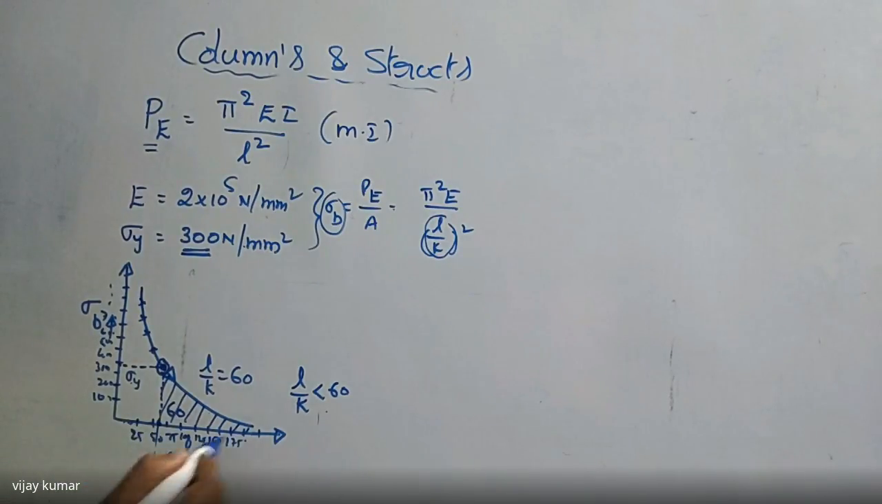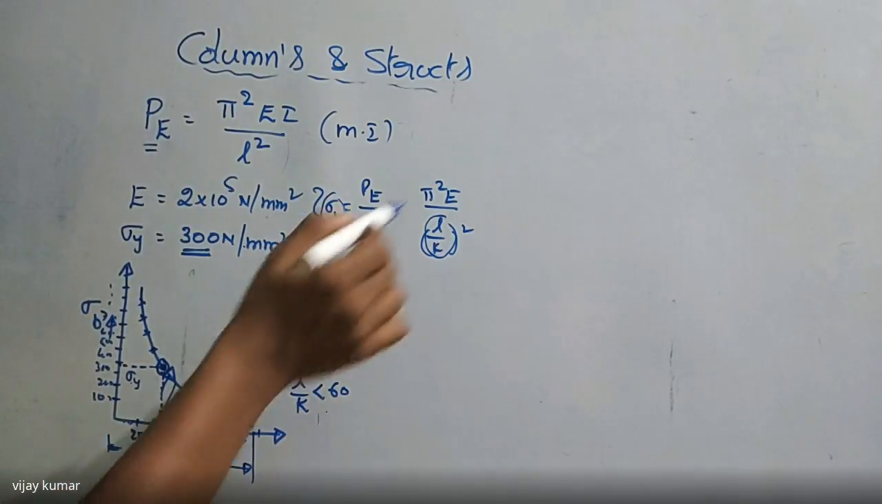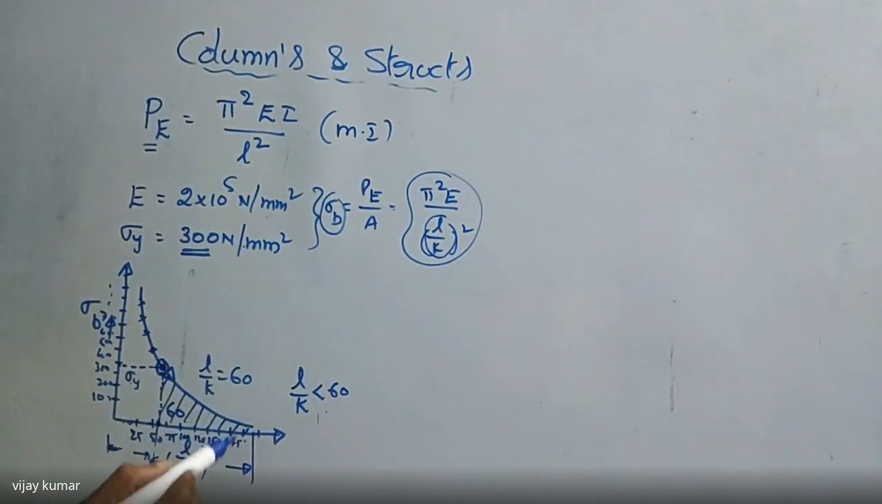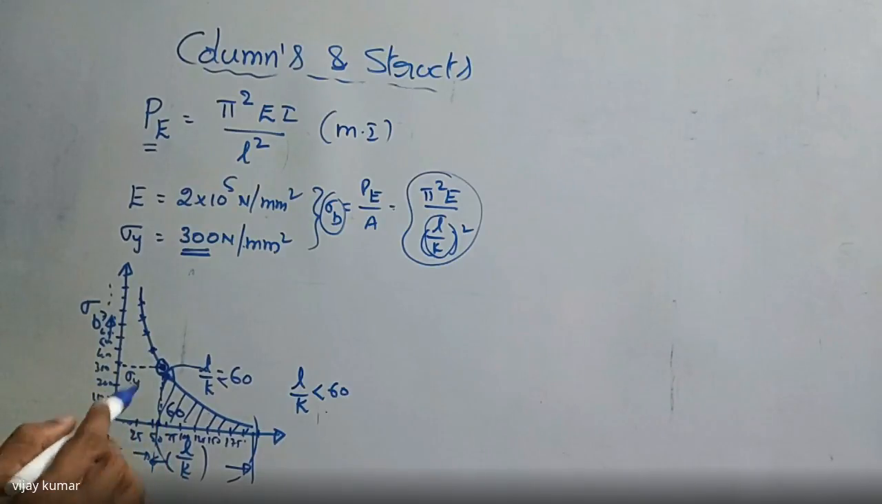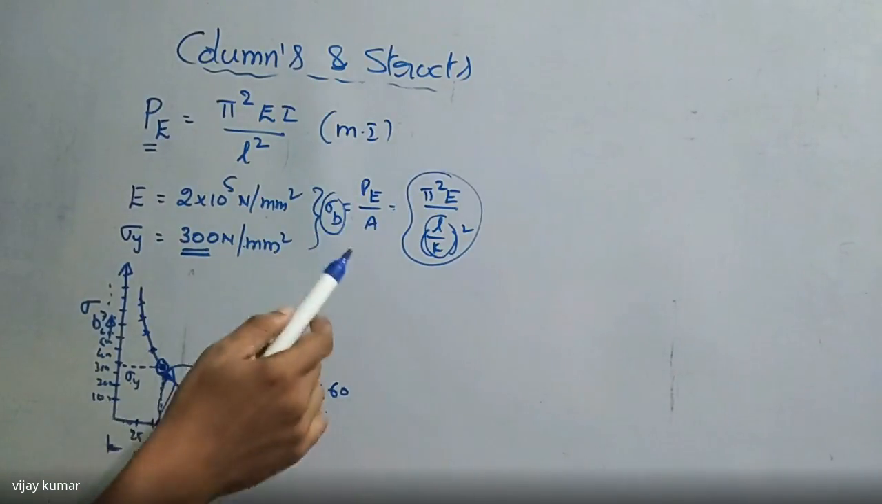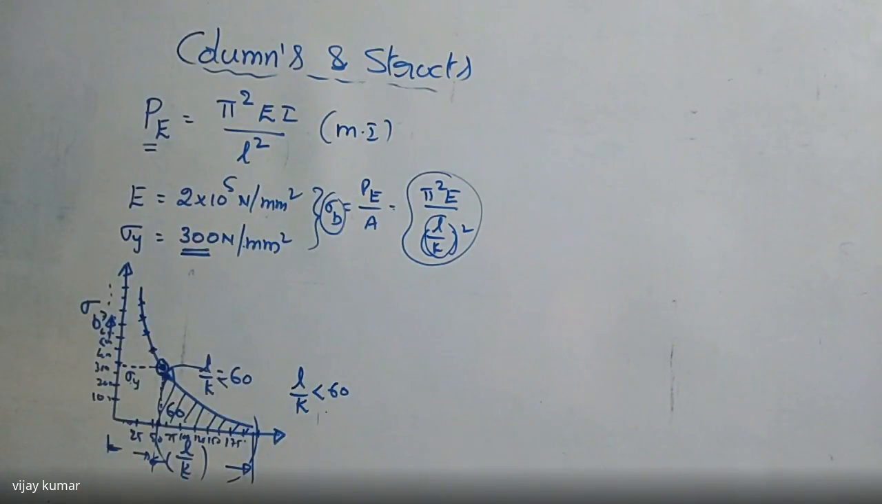So this region always belongs to long column. It does not belong to short column. So this belongs to short column. But this formula is only valid up to this region, not for this region. So there is no formula for short column according to Euler. So this is the formula we can use to calculate critical load on a column, and that column always belongs to long column.